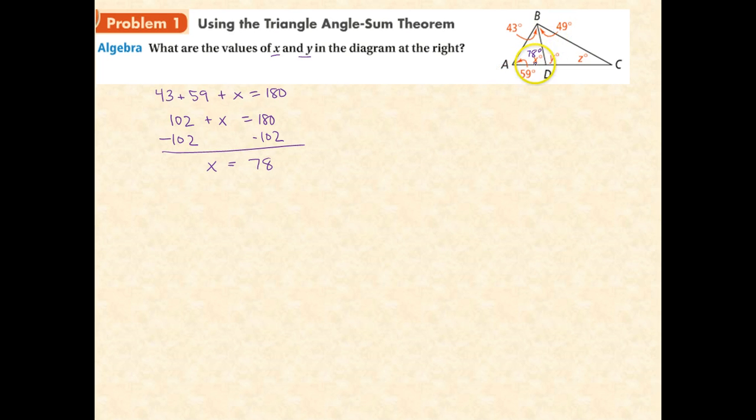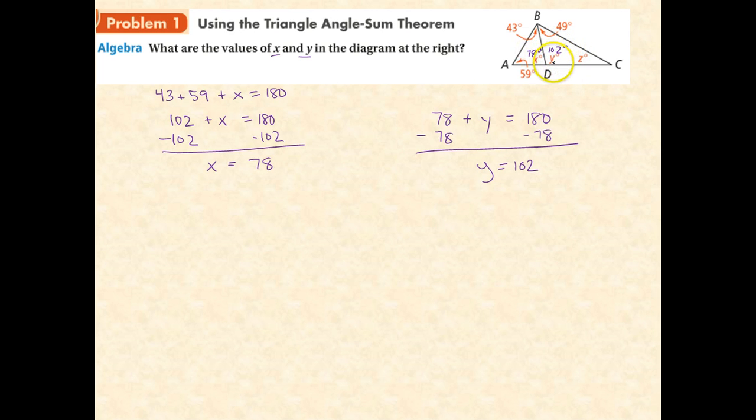Well, let's see. Now, how could we get the measure of angle y? Well, angle ADB and angle BDC are supplementary. That means that they're going to add up to 180. So 78 plus y is 180. So if we subtract 78 from both sides, we get y equals 102.